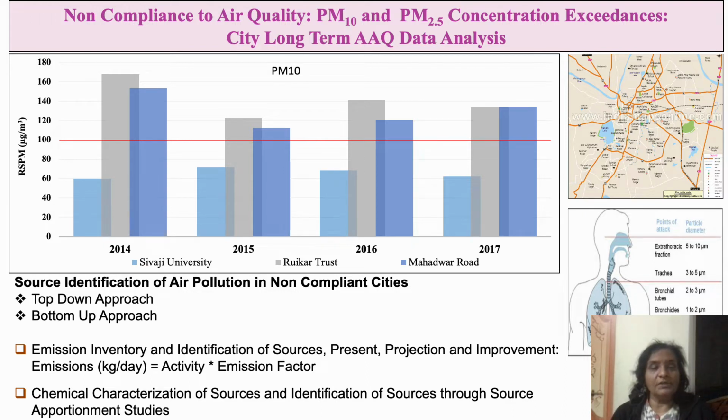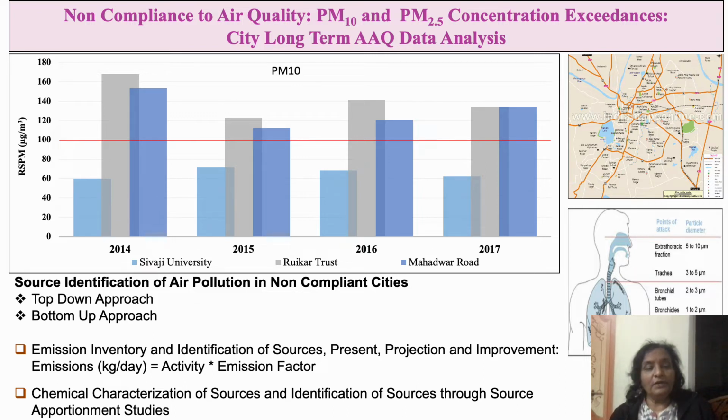The source identification of air pollution is done by two techniques, that is emission inventory and identification of sources, and source apportionment study through chemical characterization of particulate matter. Both these studies can be done by two approaches: a top-down approach, which is a very rapid approach, where we can do this study by estimating the population, or the road estimation, the traffic estimation. And the bottom-up approach, which is by identifying the activities of air pollution sources, right from small to big activities, and then identifying the emissions through that.